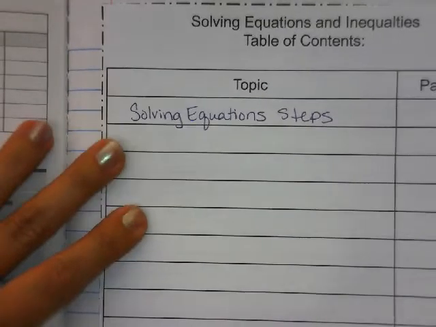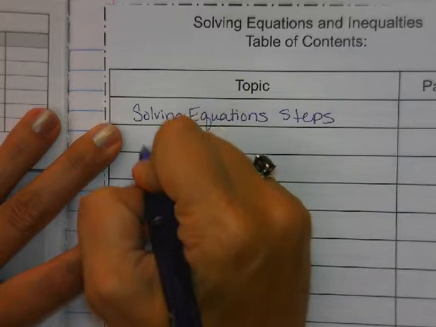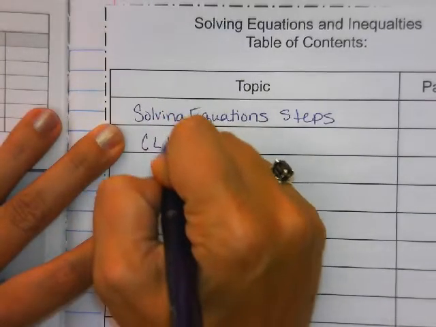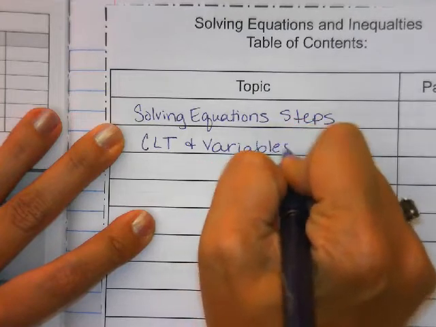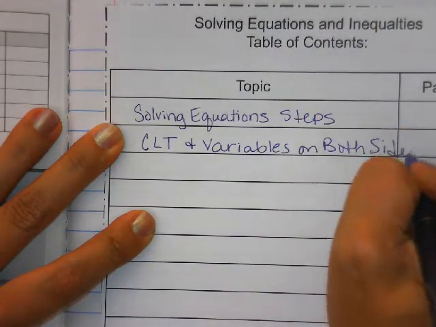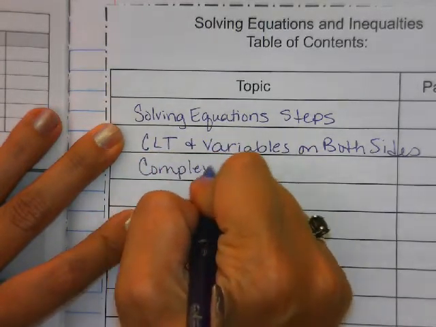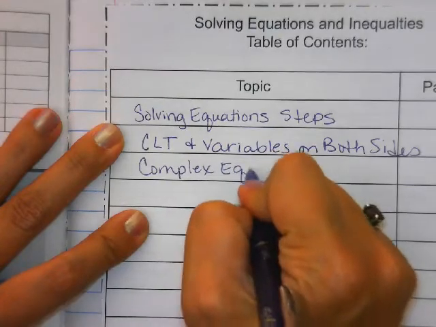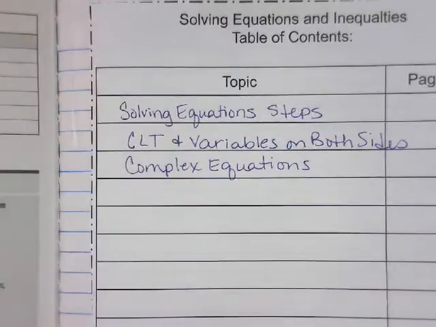All right, so tonight in our journal, we're going to add some more notes. Last night's notes were on collecting like terms and variables on both sides. Tonight, our notes are going to be on complex equations, aka multi-step, as in lots of steps.